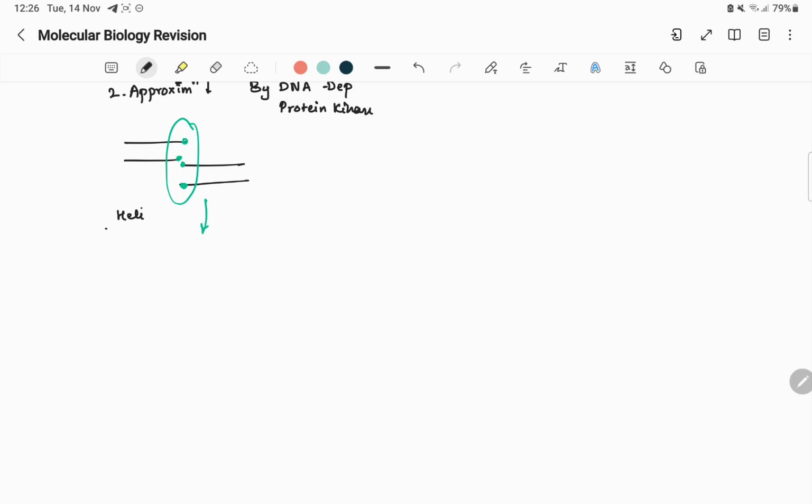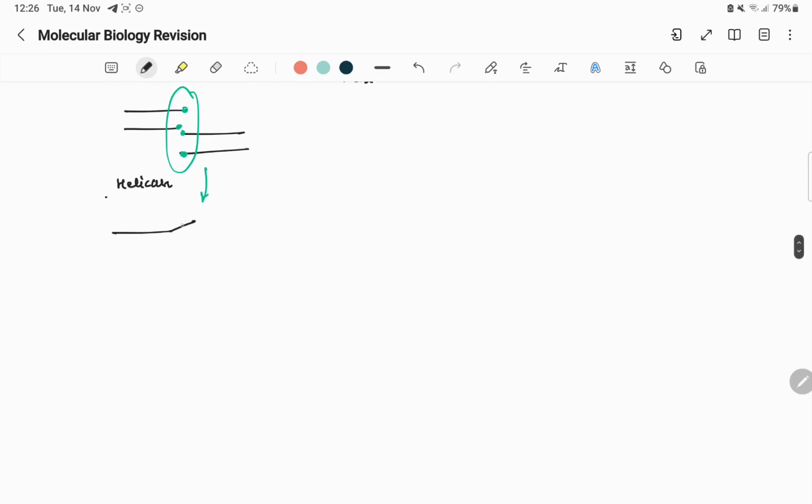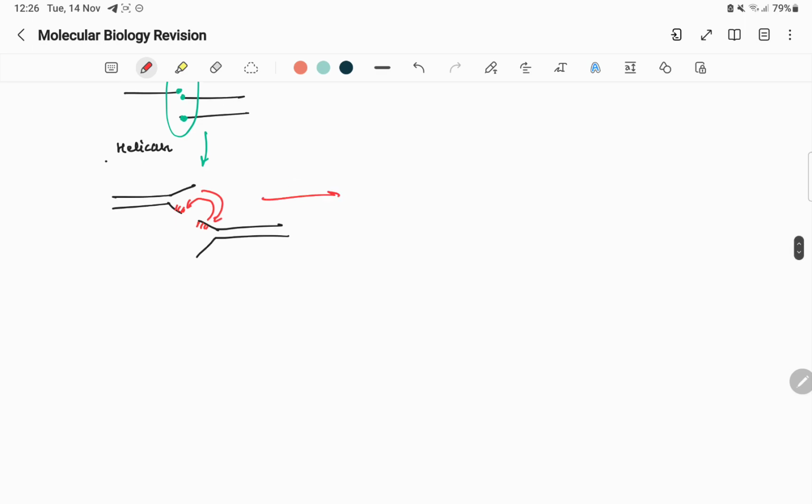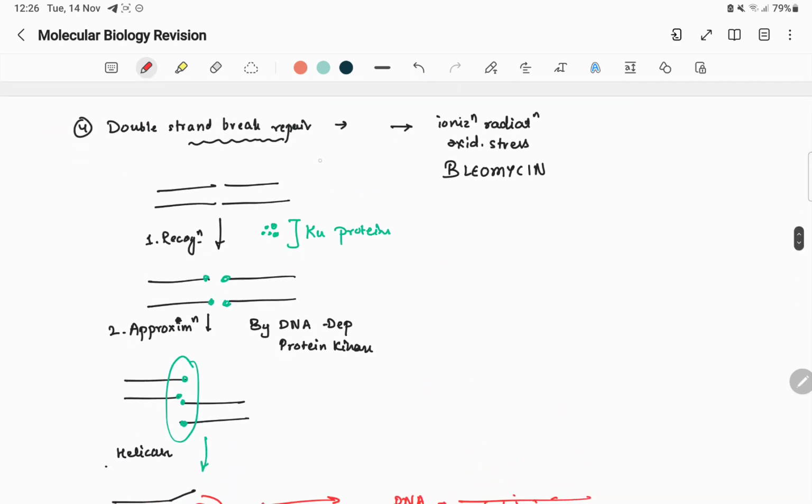And there is activity by the helicase enzyme, which will break the strands in this manner, generating some sticky ends. You generate ends which can bind to one another. Here one end is generated, here another end is generated, and these can connect to one another. So there is base pairing, and excess nucleotide is removed. Then DNA ligase will seal the nick, and the whole DNA strand will be formed.